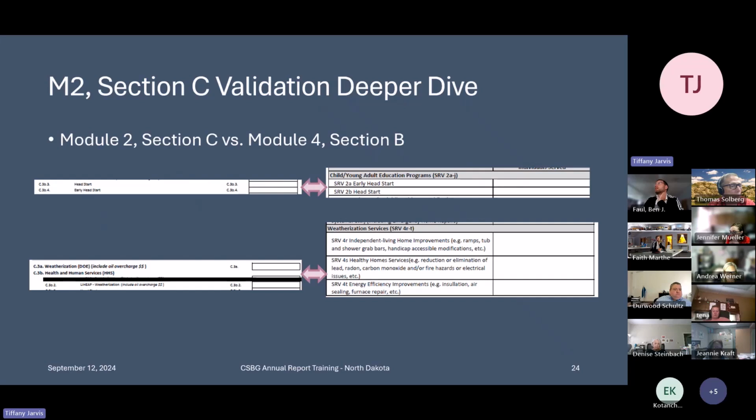So, a deeper dive, this is just an example. Now again, notice the arrows. This does go back and forth. If you report funds under Head Start, under module 2 section C, let's say Head Start funds, which is C3B3, we would expect logically that you would have service B2 completed, Head Start. If you have something in 3B4, which is Early Head Start, then we would expect something in 2A. If you have something in 2A, then we would expect to see something in 3B4. So this goes both ways. Depending on the particular error or warning message you may get, because this is incongruent, it'll tell you. It just depends on where you have data and where you don't. Same way with weatherization.